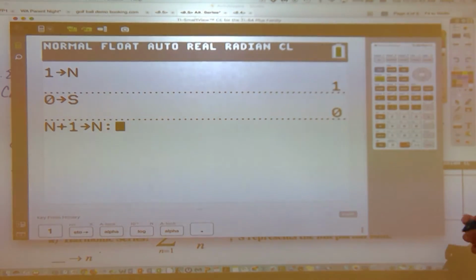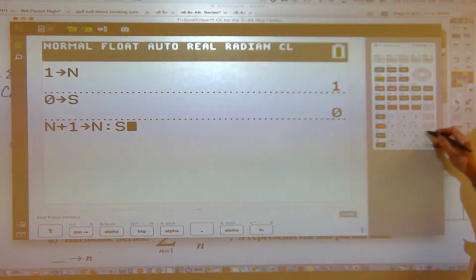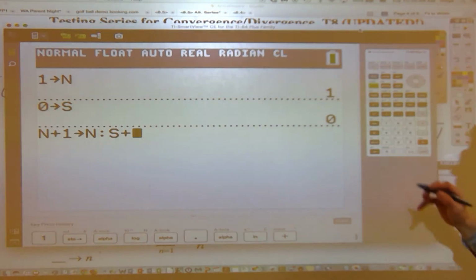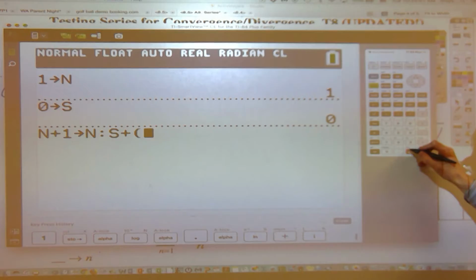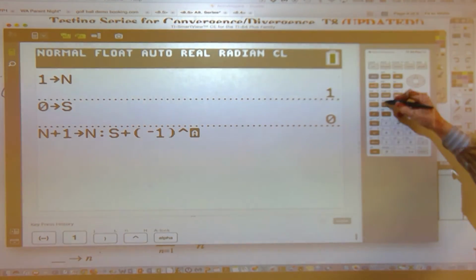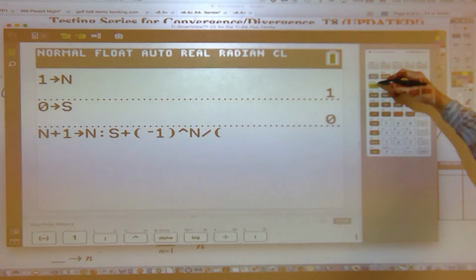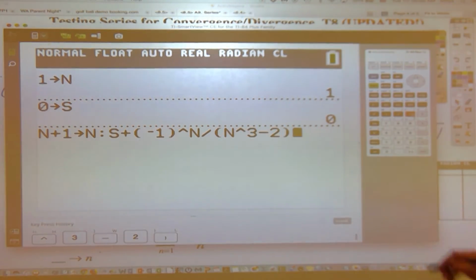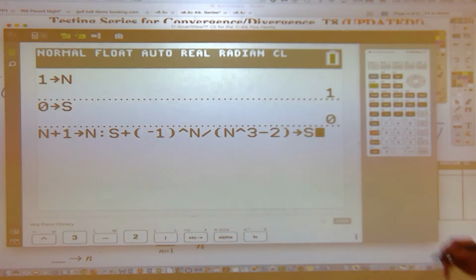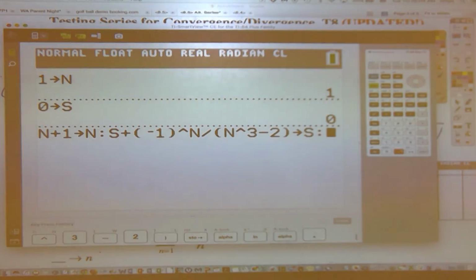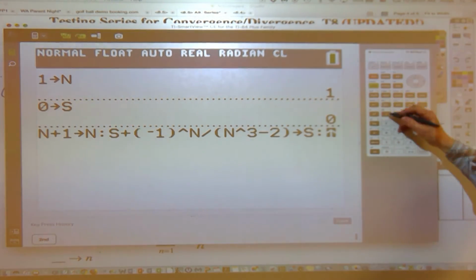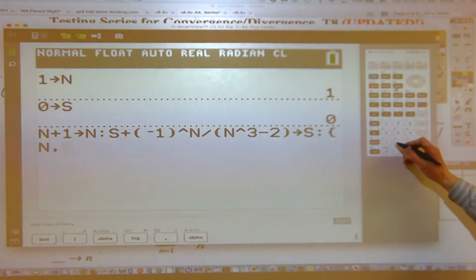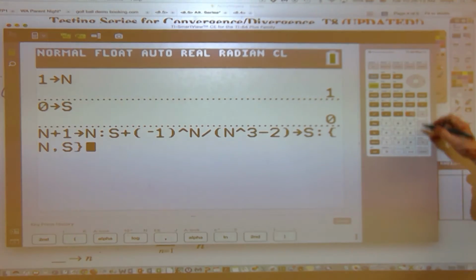Now let's bump up the value of the series. The series was s. We're going to add the nth term, which is negative 1 to the n over n cubed minus 2. Be careful how you type it in. It's negative 1 to the n divided by the quantity n cubed minus 2, close quantity. Store that in s, colon, and now display the ordered pair n comma s. We've been doing these for a while now with these pointy braces.